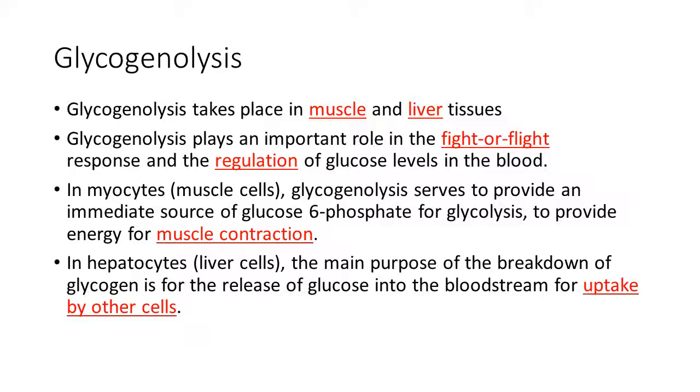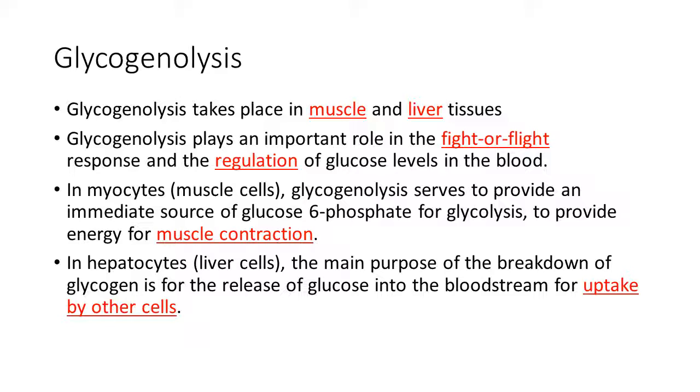Glycogenolysis takes place in the liver and muscles and has a huge role in the fight or flight response and the regulation of blood glucose as mentioned earlier. In the muscle cells, glycogenolysis provides an immediate source of G6P for glycolysis. Thus, athletes use carbo-loading to their advantage to maximize the amount of glycogen in their body for this exact reason.